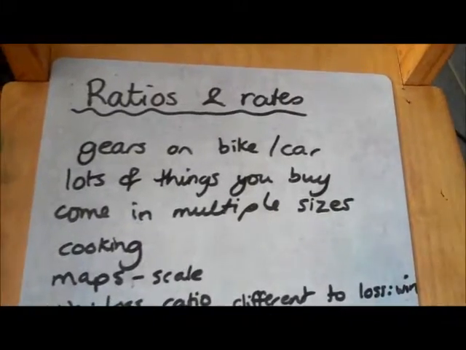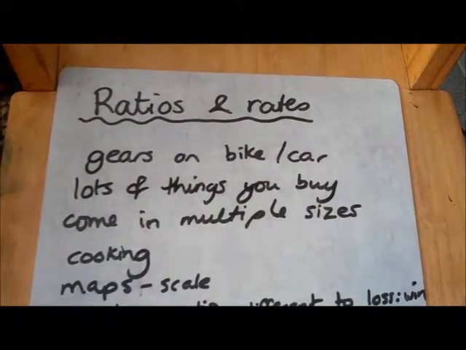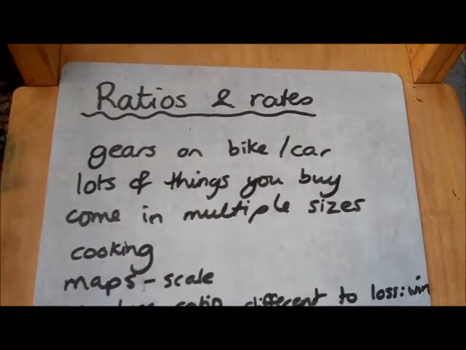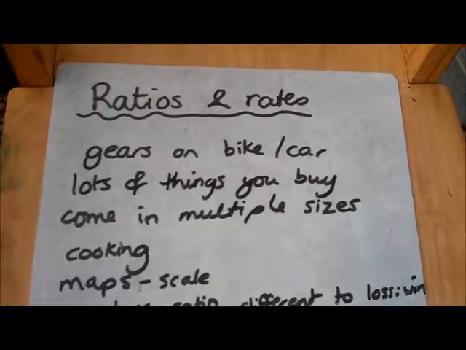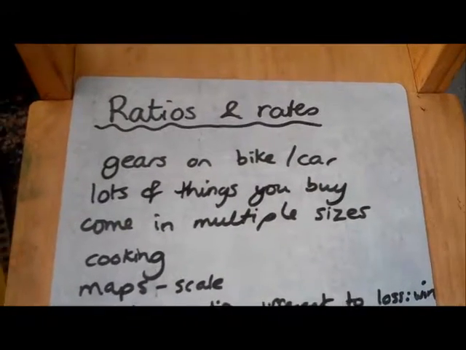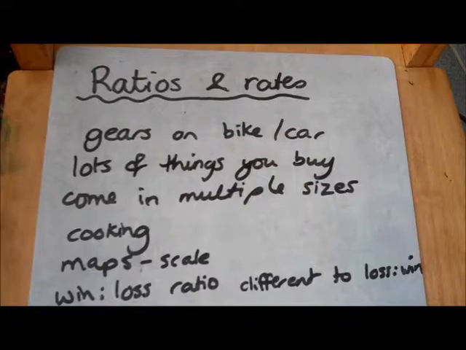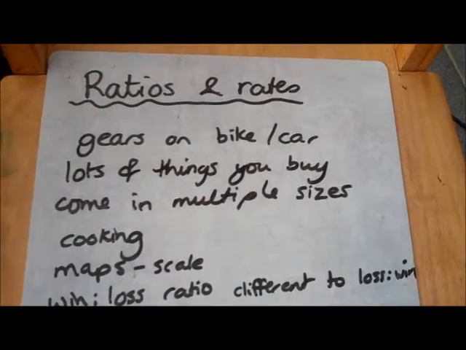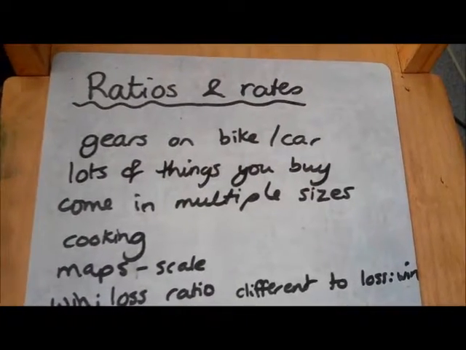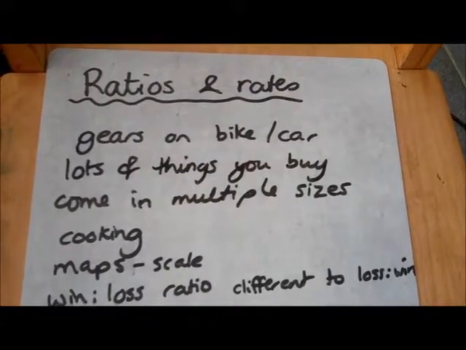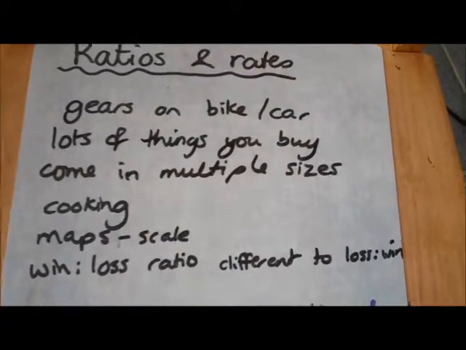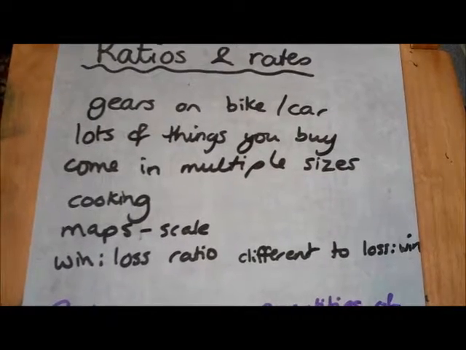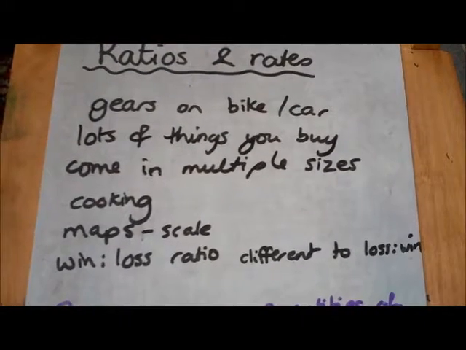Often when you're cooking, you might have a ratio of vinegar to oil, or you might have eggs to flour, or butter to flour to eggs, something like that, to get the thing that you're making come up in the right way. Maps, all sorts of scale and rates and ratios on there. So 1 centimetre on the map equals 100 metres, a kilometre, whatever it is on the real ground. All sorts of sporting things have a win-loss ratio, or a ratio of points scored, points to goals, or something like that.